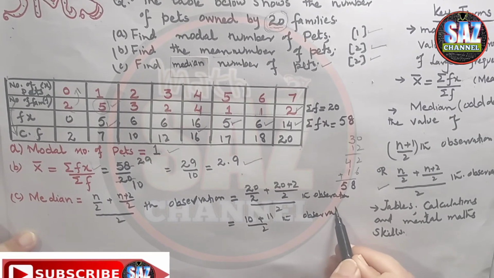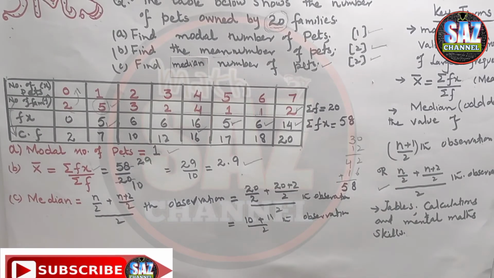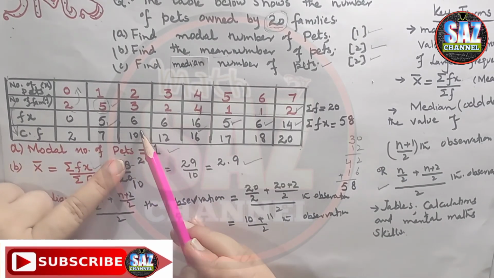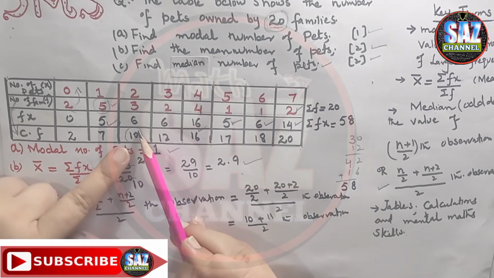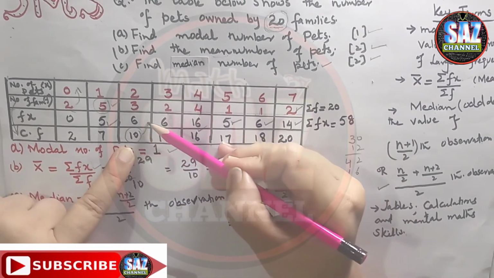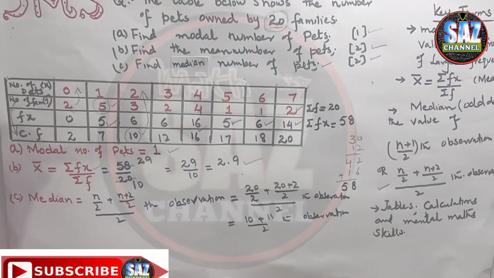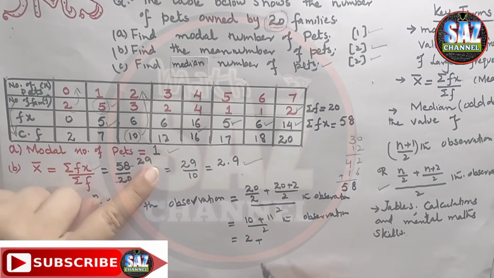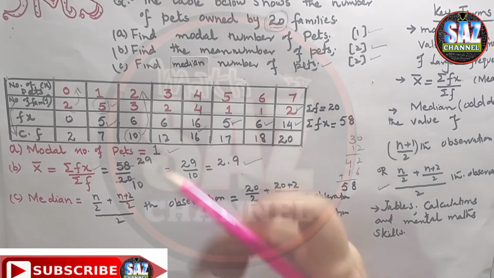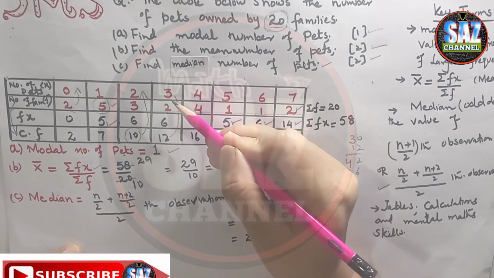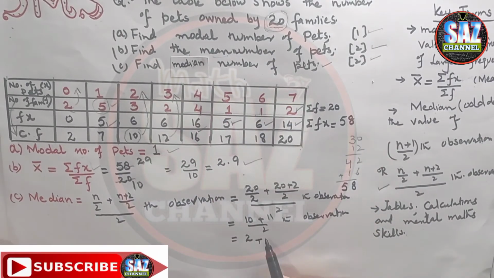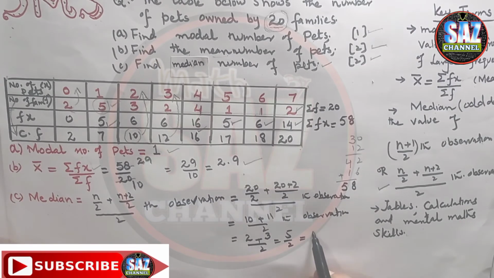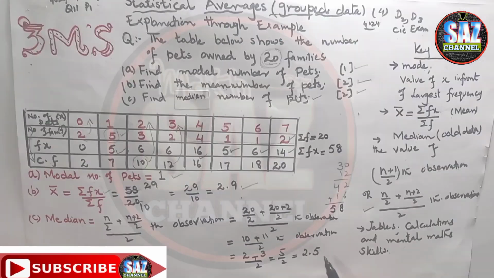Now what I have to do is move in the cumulative frequency column, and see where for the first time I'm getting 10. In front of that cumulative frequency, I have to see what is the value of x I'm getting, that is 2, and 11 is coming in front of 12. 11 is coming in front of 12, and the value of x in front of that is 3. 2 plus 3 by 2, that is 5 by 2 or 2.5 is my median.